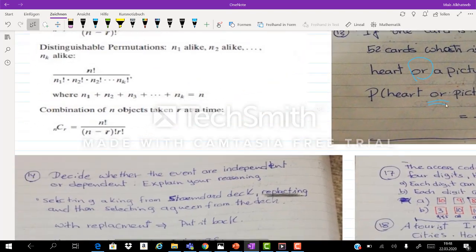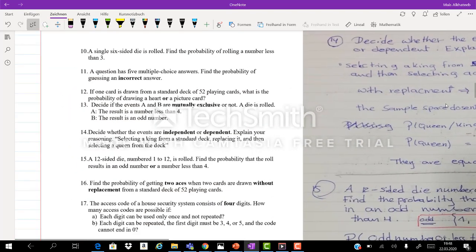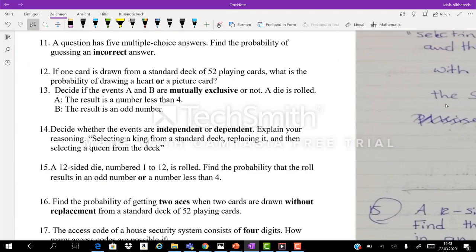We move to 40. At first we read it. Decide whether the events are independent or dependent. Explain your reason. Selecting a king from a standard deck, replacing it، وبنحط highlight under replace it. إذا هون في عندي replacement. And then selecting a queen from a standard deck.